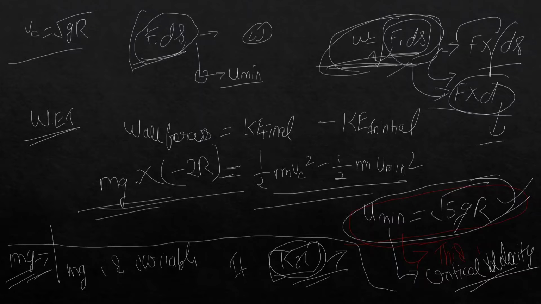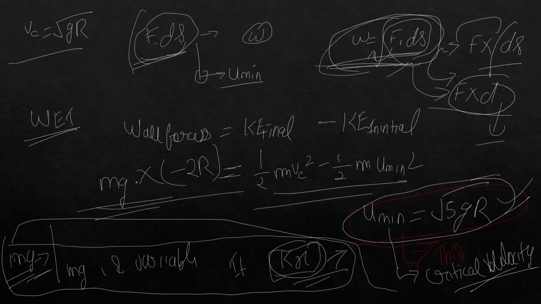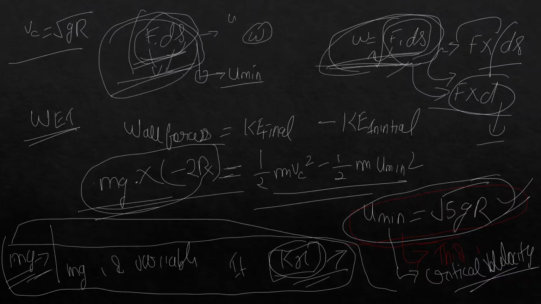So till here I think you have understood, and I have just explained a very important concept of variable gravity, variable force. In that case you don't have to apply force into displacement directly. You have to go with the basic formula, that is F dot ds. At that time you have to do F ds, then do the integration and find the work.